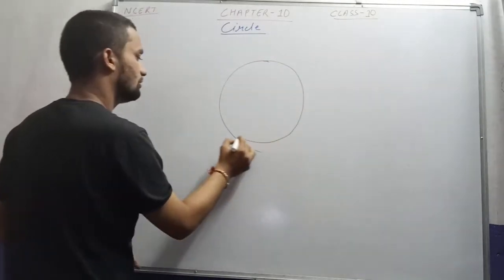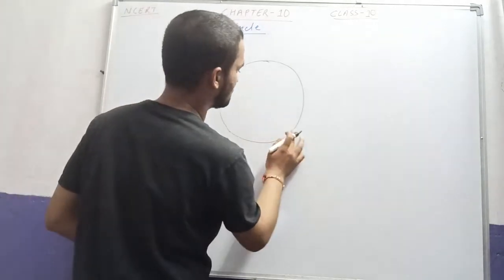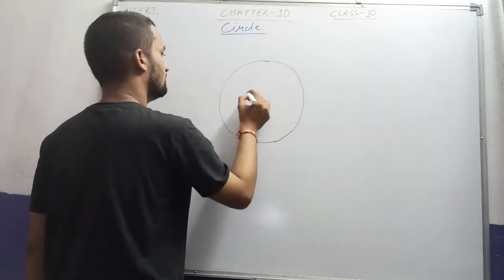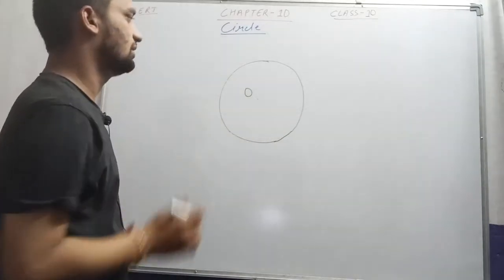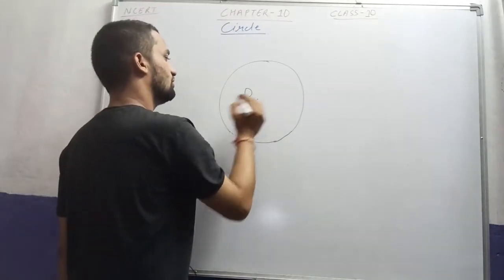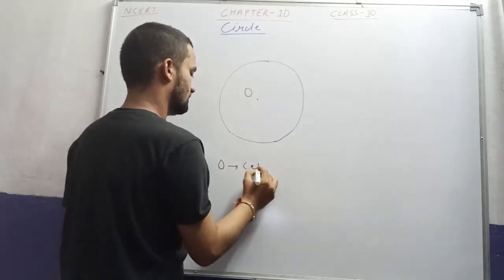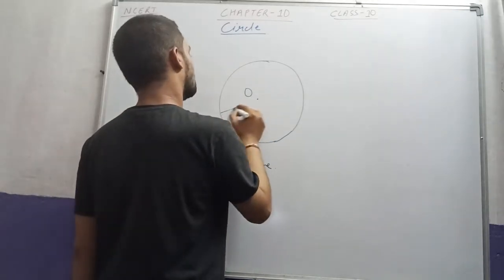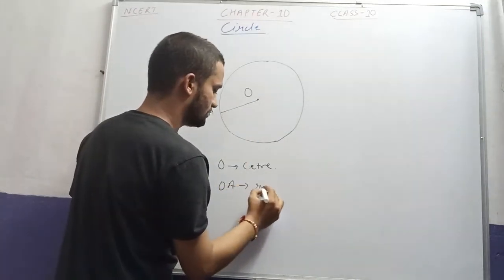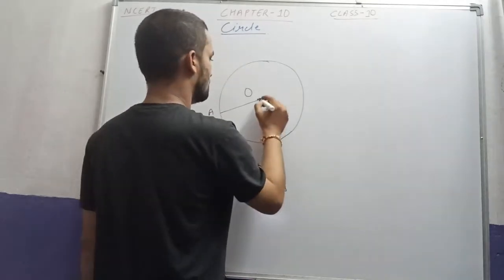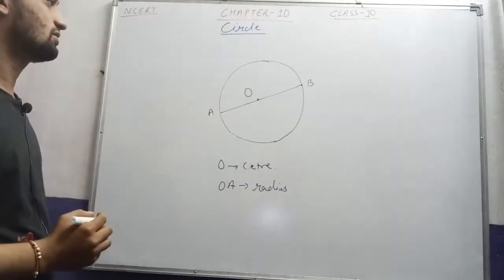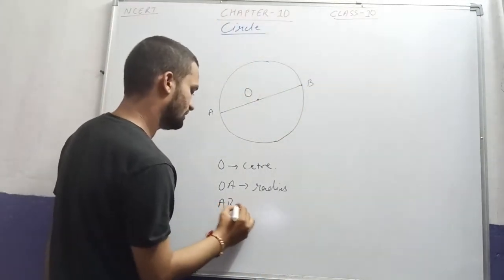As you know, we have already done chapter 11, Construction. In that we also studied something about the circle. In earlier classes you have studied about the circle. So this is a circle with center O. This is the center. If we join OA, then OA is the radius of the circle. A line that passes through the center and meets both points on the circumference of the circle, like AB, will be a diameter.